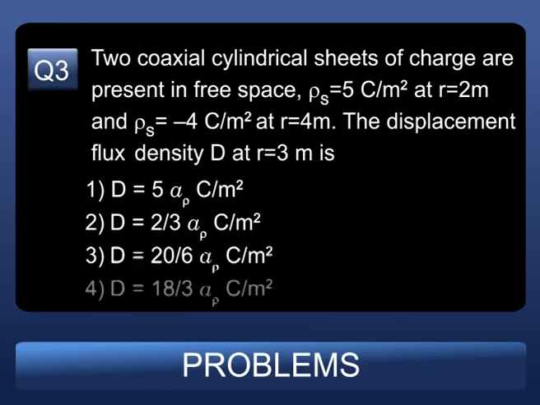Problem 3. Two coaxial cylindrical sheets of charge are present in free space with rho s equal to 5 coulomb per meter square at r equal to 2 meter and rho s equal to minus 4 coulomb per meter square at r equal to 4 meter. The displacement flux density D at r equal to 3 meter is.